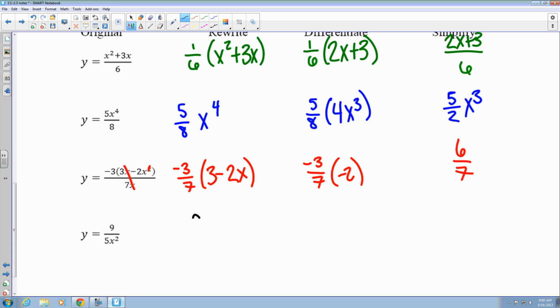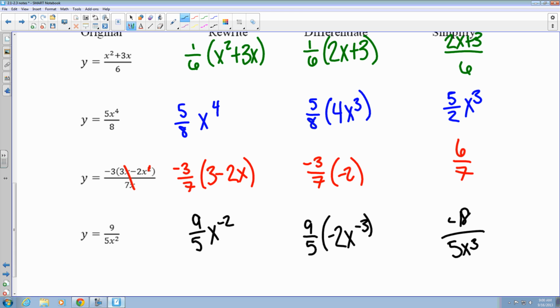And the last one, we have to bring that exponent up to the top before we can take the derivative, make it negative. 9/5 times negative 2, x to the negative 3, which is negative 18 over 5x cubed.